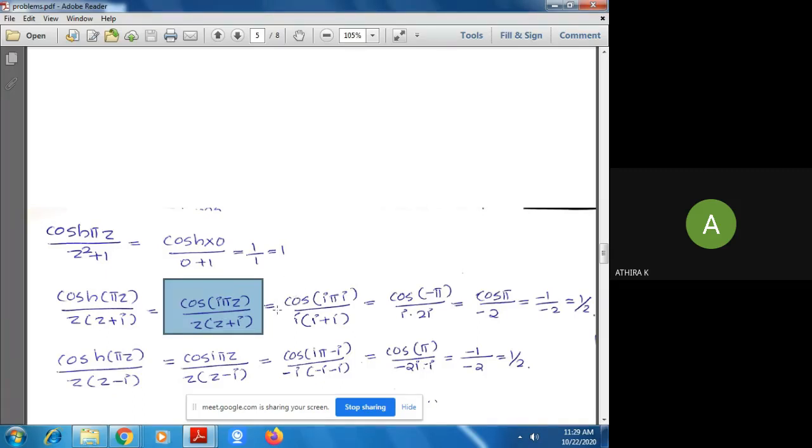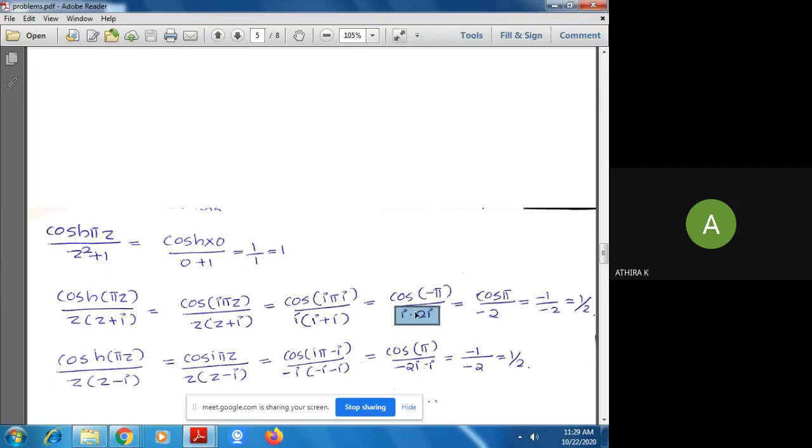We substitute the value z is equal to i. We get cos(i·π·i) divided by i(i + i). That is cos of, here i, and here is also an i, so i squared is equal to minus 1. That is cos of minus π divided by i into 2i.